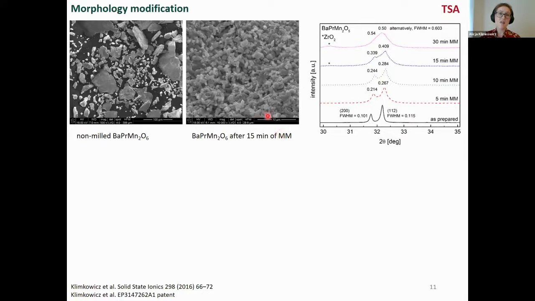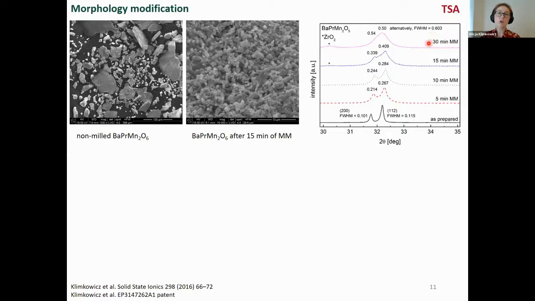You can see the decrease in grain size. And actually, we tested different types of milling. As you can see in here, we have as-prepared sample. This is XRD results showing just the selected peak range. But you can see here that with the increase of milling time, the peaks are actually broadened. Yeah, so this means that the crystalline size is decreasing in the material.